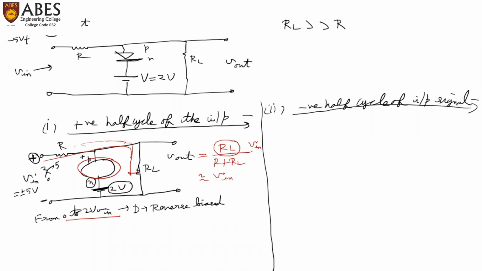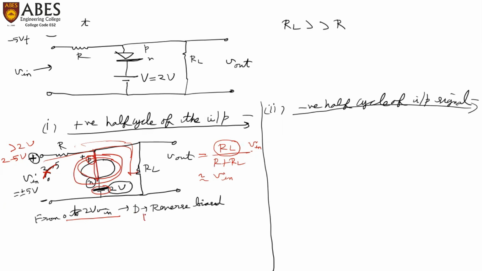So this is the case until the input voltage reaches from 0 to 2 volt. And from 2 to 5 volt, what will happen? When the input voltage is greater than 2 volt, that means 2 to 5 volt, what will happen? At the P terminal, the potential is 2.1, 2.2 up to 5 volt, and here the battery is making it minus 2 volt. So overall, this diode will become forward bias, and hence it will conduct.